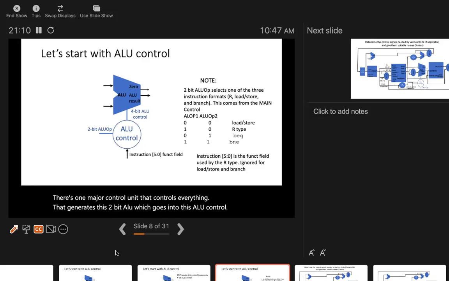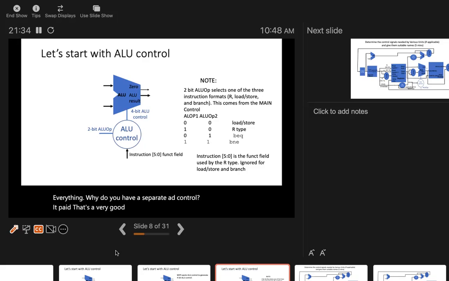Here's my question to you. Why would you require a separate ALU control for ALU? What good can it possibly do? Why not have just one control unit do everything? Why have a separate ALU control? Slow? That's a very good answer.